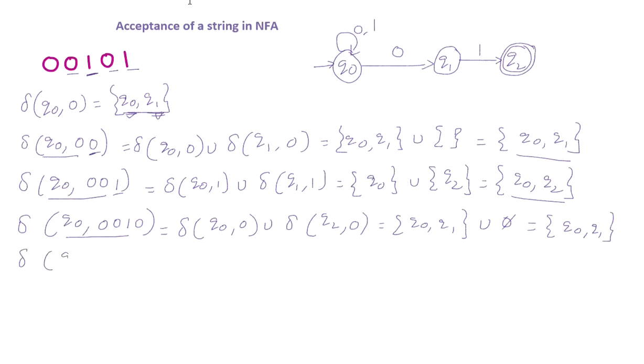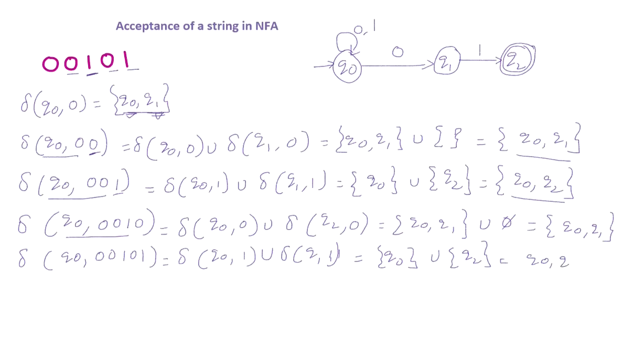So delta of Q0 on 0 0 1 0 1. So delta of Q0 on 1 union delta of Q1 on 1. Q0 on 1 we got Q0 union Q1 on 1 it is Q2. So final result is Q0 Q2.